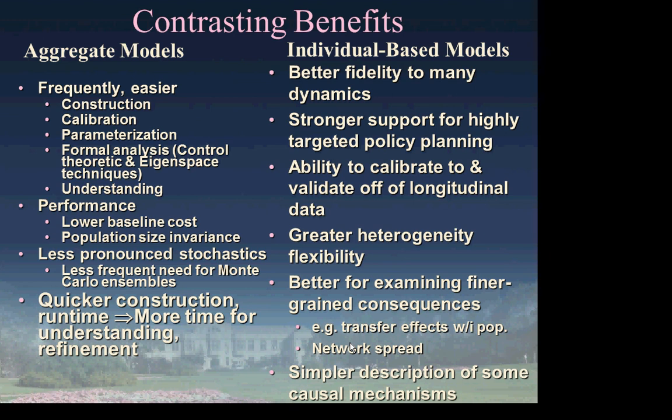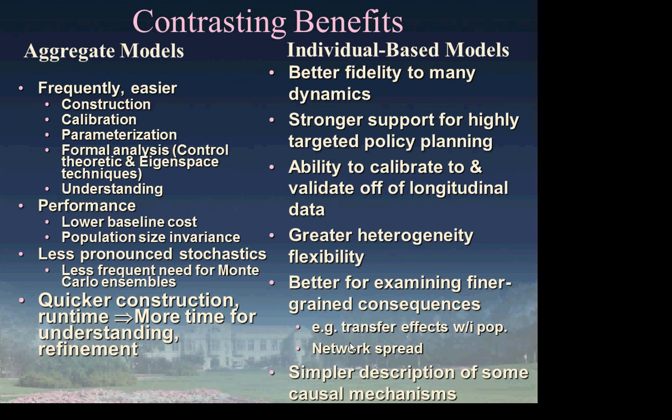And they're often quicker to construct, aggregate models. Individual-based models, however, have some incredibly compelling strengths as well. They have better fidelity to many dynamics. We can characterize things more precisely. For example, memory-full processes, situations where our likelihood of leaving a stock per unit time varies with how long we've spent in that stock. Something that we can only do in a crude way in an aggregate model by stringing together chains of stocks.